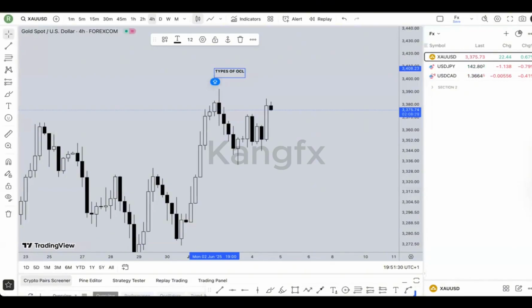The first one we are going to look at is called the one lap OCL. In the one lap OCL, the 4 minutes means one level above or below.